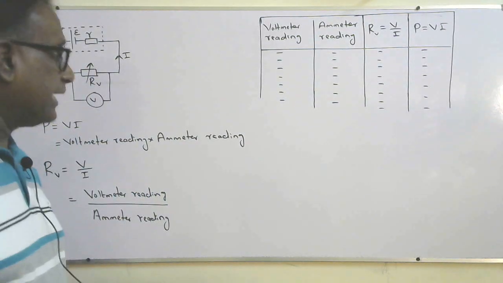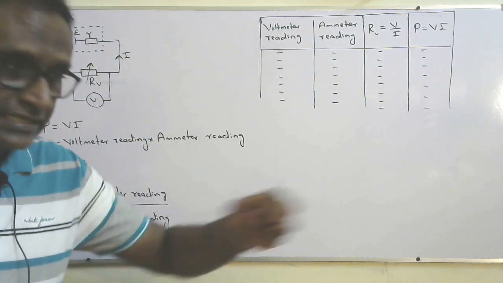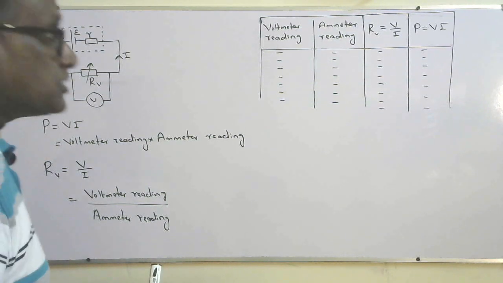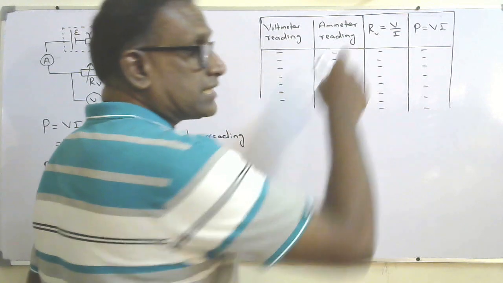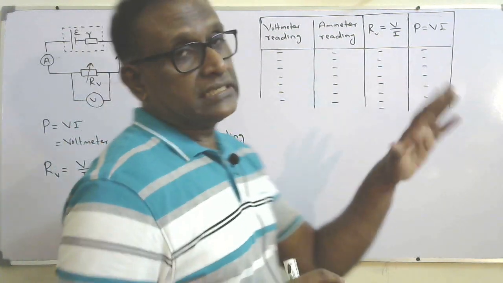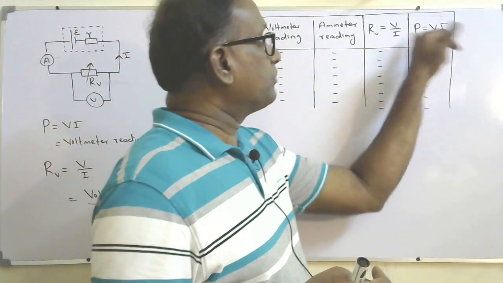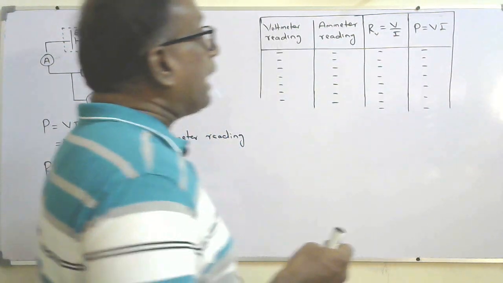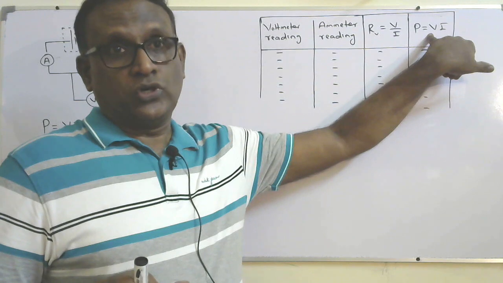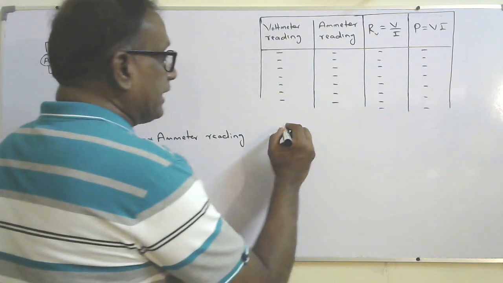Okay, so what I'm going to do in this experiment, I am going to change the value of RV, maybe 10 readings I'm going to take. For each position of the variable resistor, the rheostat, I'll record the relevant voltmeter reading and ammeter reading. For each reading, calculate the resistance of the variable resistor by dividing the voltmeter reading by the ammeter reading, and calculate the power transferred to the external component. Again, the variable resistor is the external component, and that is given by voltmeter reading into ammeter reading. So I am going to plot a graph of power transferred to the external component against the resistance of the variable resistor. When you plot a graph, you will get a graph of this shape.